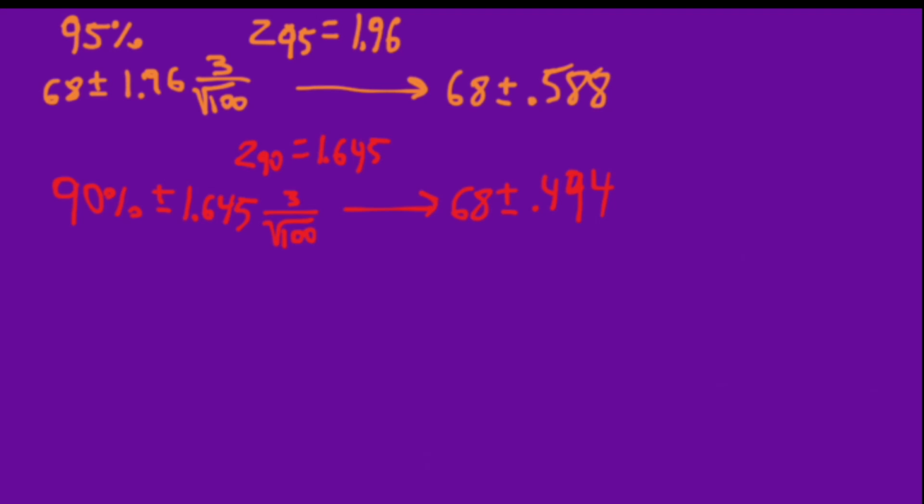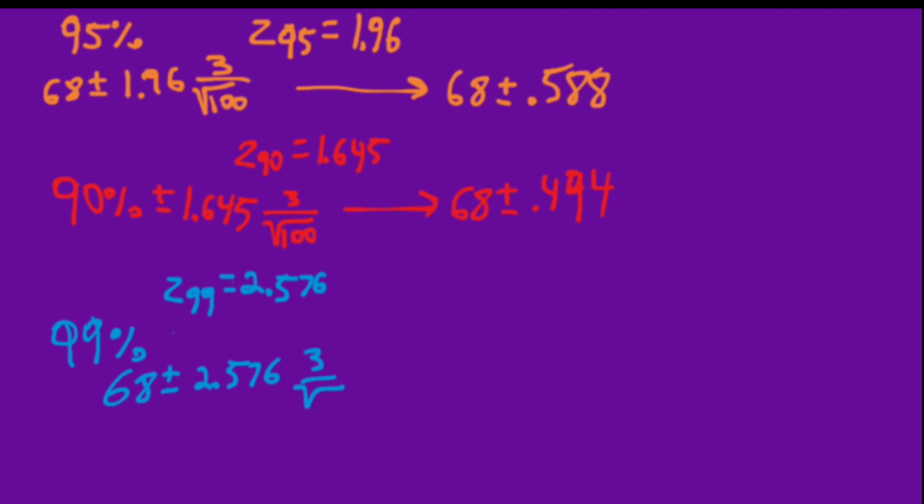The other common one is 99%. You can look this up again on the z table: the z of 99 is 2.576. So again, that's going to be 68 plus or minus 2.576, and then again, this stays 3 over the square root of 100.